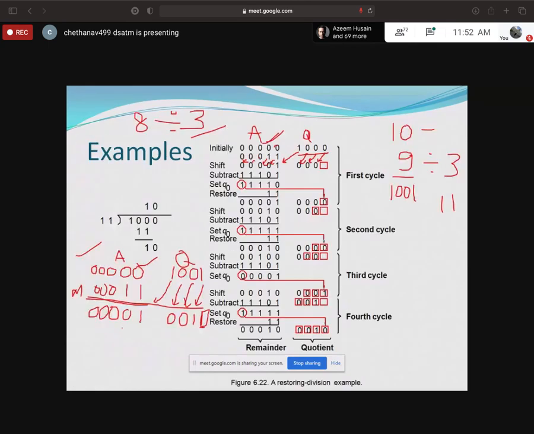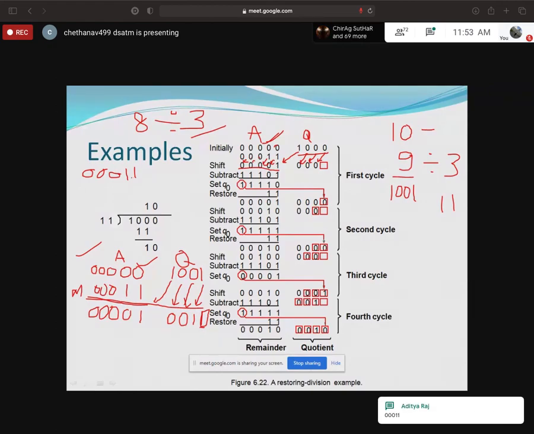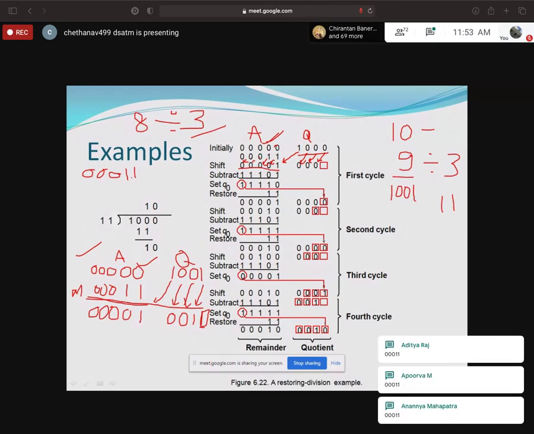So go to your problem. See here, I'm subtracting. So this is your data. This is your A now. From this A, you have to subtract M. What's your M? M is 0, 0, 0, 1, 1. Yes or no? Tell me what is M? Right now, what is M? Tell me what is M? Yeah, that is your divisor, right?